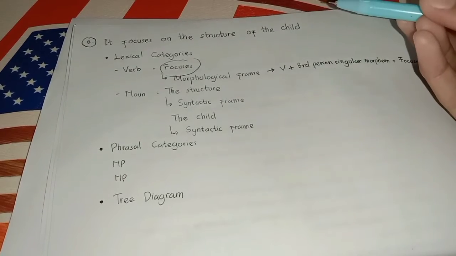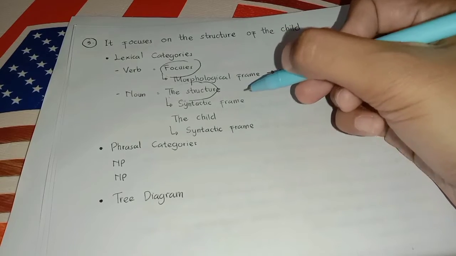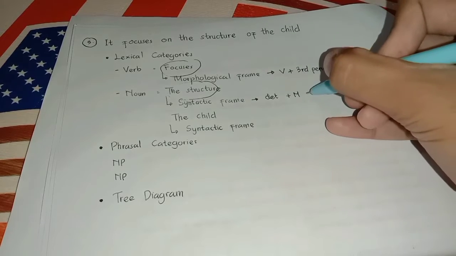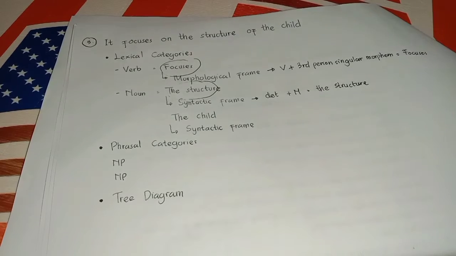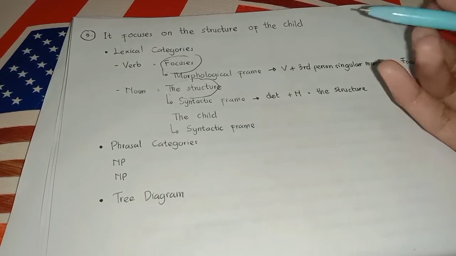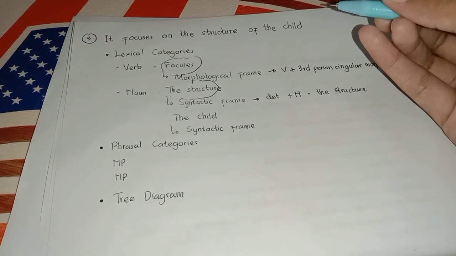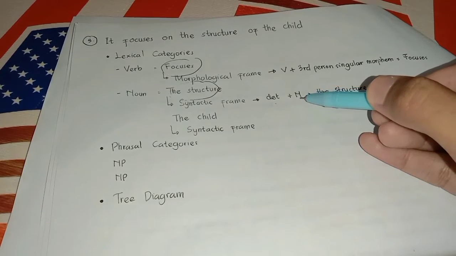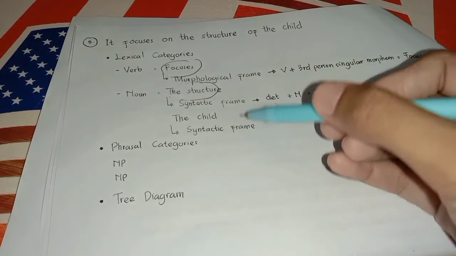For the second one is "the structure." The structure is included in the syntactic frame because it is formed by determiner plus noun, so that it becomes "the structure." In this occasion, the structure is a noun. For the third one is "the child." The child is also included in the syntactic frame because it is formed by determiner and noun also, so that it becomes "the child." So in this occasion, the child is a noun.